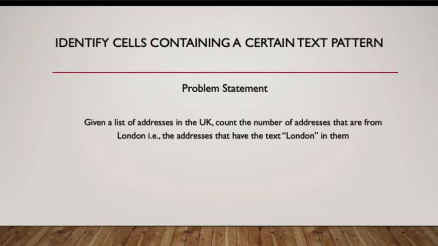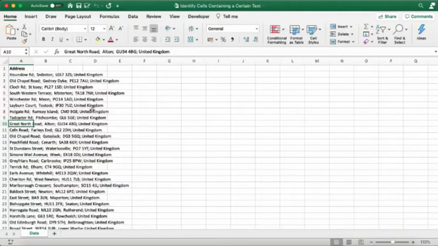The specific problem with the data that we will be looking to solve is this. Given a list of addresses in the UK, count the number of addresses that are from London. That is, the addresses that have the text London in them. This is the data that we will be working with. As you can see, this is actually a list of addresses in the United Kingdom. There are about 41 addresses here.